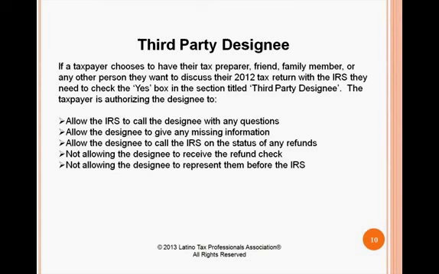The taxpayer is authorizing the designee to allow the IRS to call the designee with any questions, allow the designee to give any missing information, allow the designee to call the IRS on the status of any refunds, not allowing the designee to receive the refund check, and it's not allowing the designee to represent them before the IRS. But basic information, if it's missing, it has been a challenge as a tax preparer to call the IRS and discuss a return, even if I have been selected as the third-party designee. But that is an issue with the particular person you're talking to at the IRS at that moment.